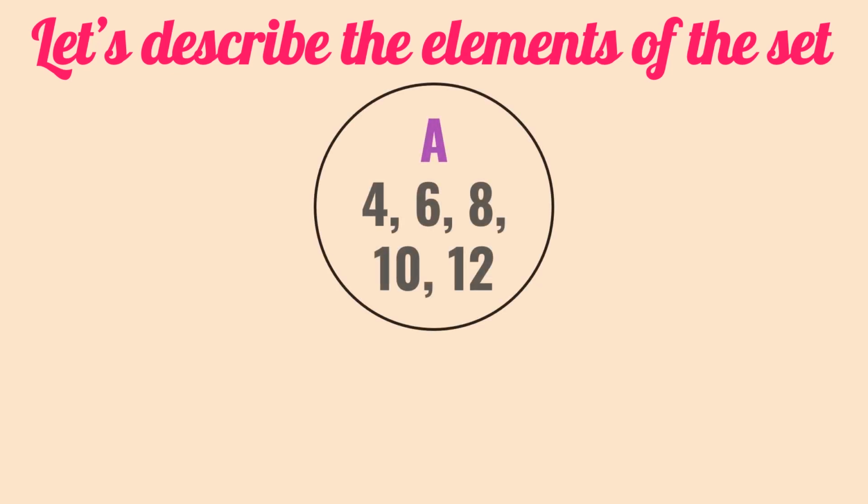Example, we have a circle and it represents set A and its elements or members are 4, 6, 8, 10, and 12. How do you describe set A?